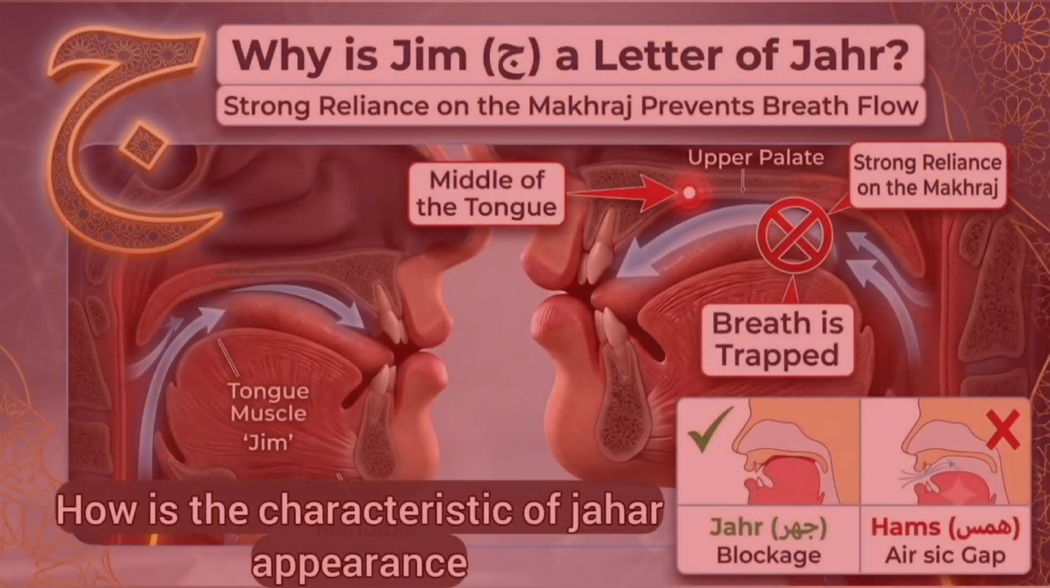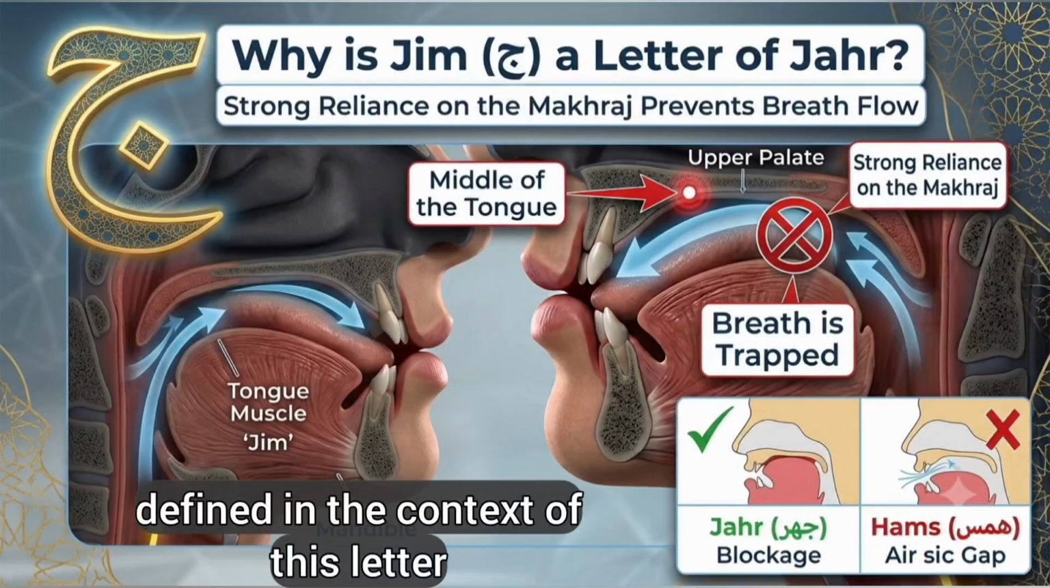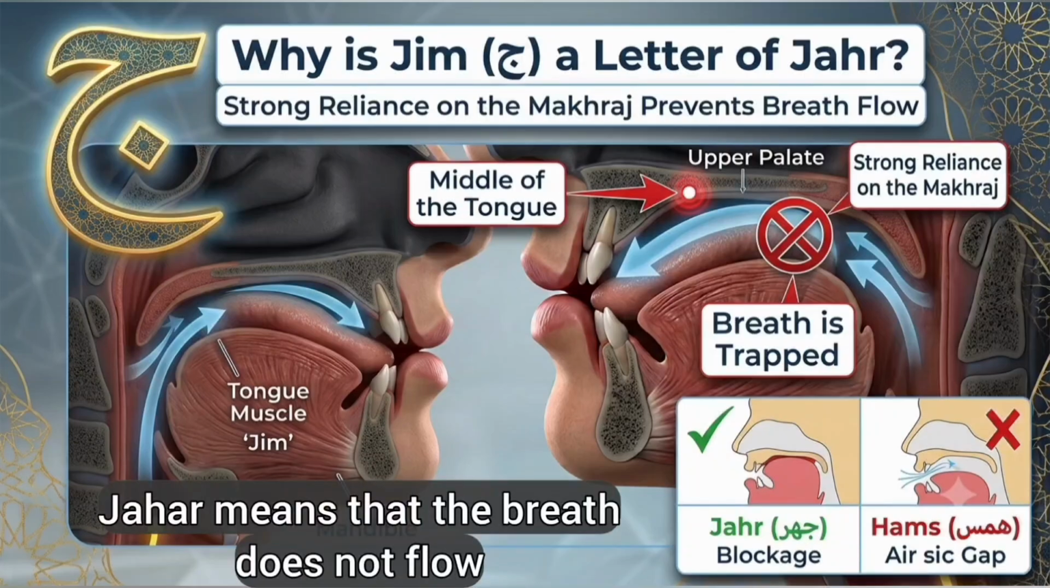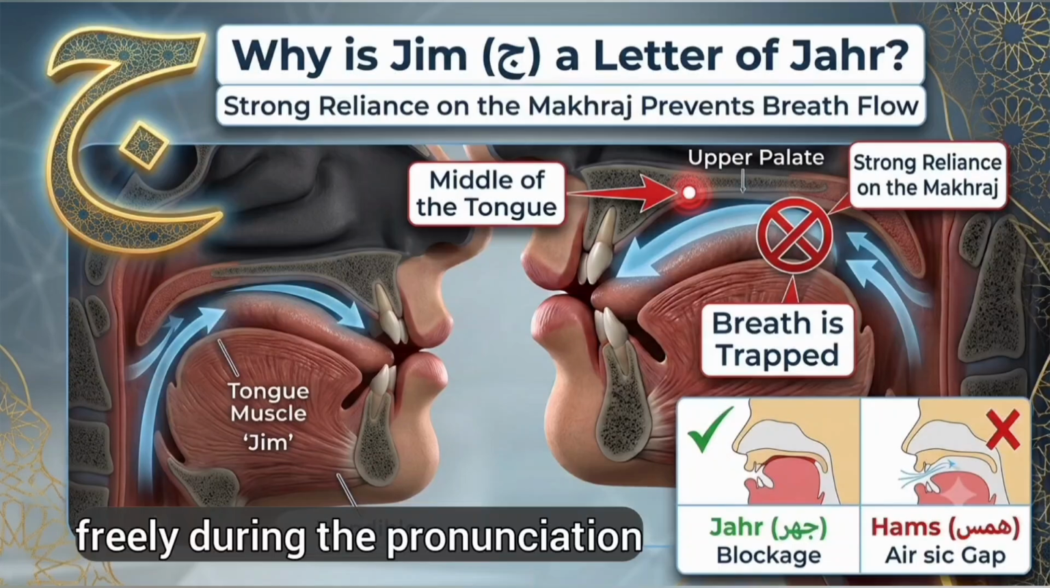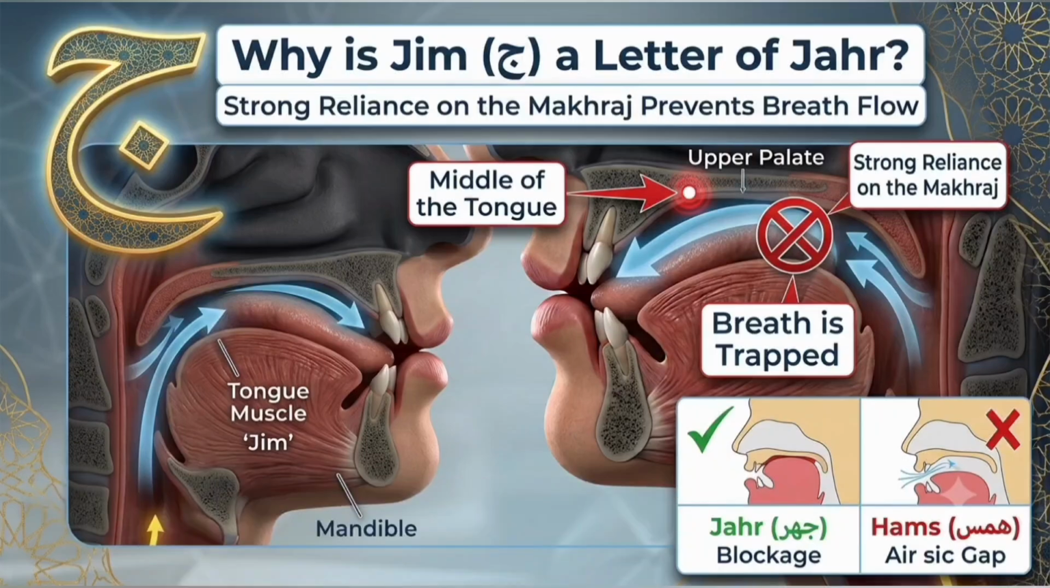How is the characteristic of Jahr, appearance, defined in the context of this letter? Jahr means that the breath does not flow freely during the pronunciation because of the strong dependence on the articulation point. Try to say aj, aj.